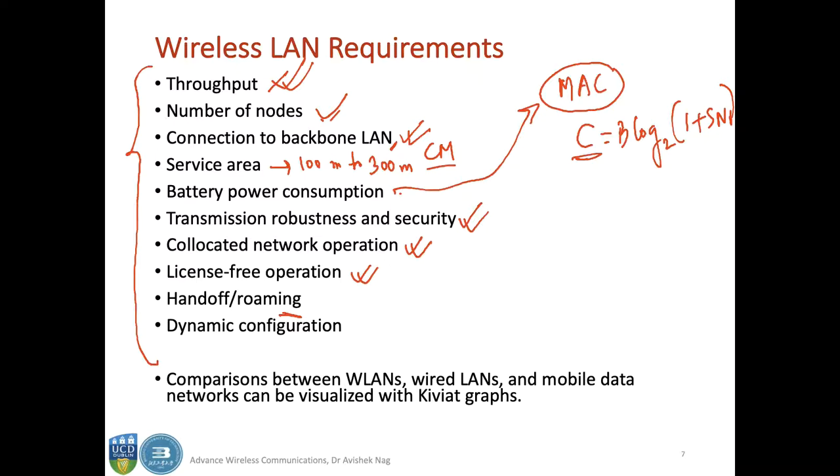So let's say we are comparing wireless LANs, wired LANs and mobile data networks. In terms of users per network, your wireless LAN can support very few users, but wired LAN and mobile data networks can support a lot of users. So on this performance indicator, your wireless LAN scores less. Then in terms of interconnection, your mobile data network scores very low, but your wireless LAN scores very high, and your wired LAN is somewhere in between. Then the data rate is maximum for wired LANs. Wireless LAN is a bit less compared to mobile data networks. It's the least. So you can compare these different technologies with respect to different performance indicators using TVR graphs.